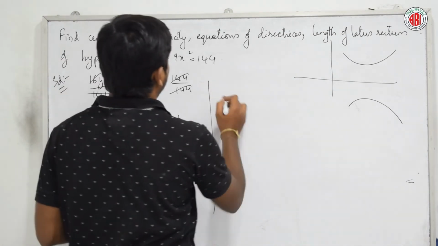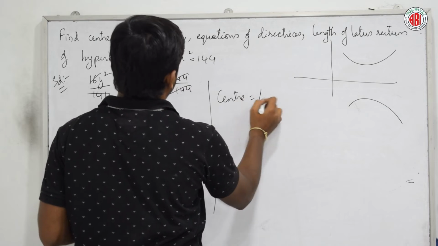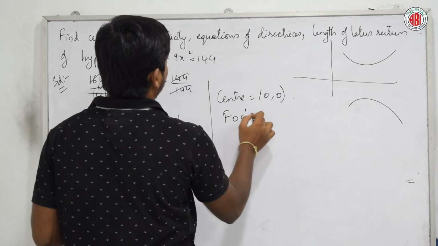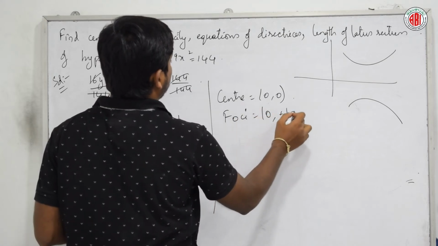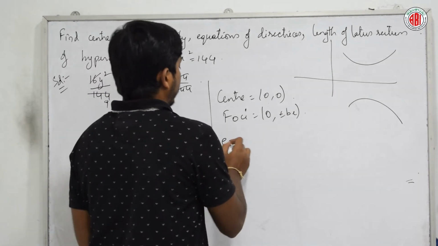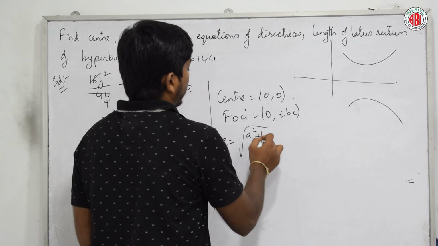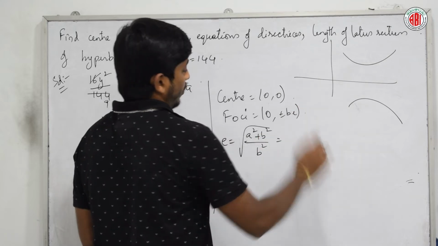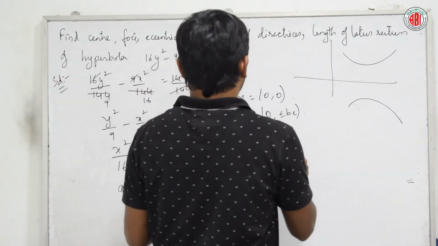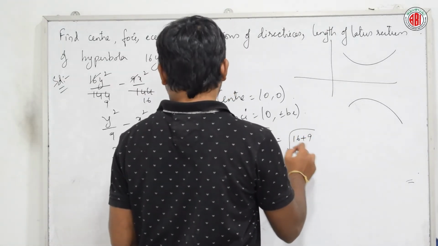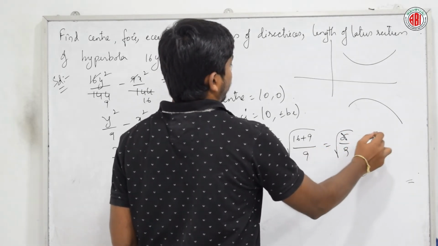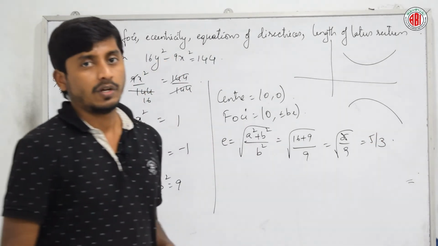Now just tell me what is the center. The center is obviously (0, 0). You need not tell that also. Next, the foci are (0, plus or minus b). So we need the eccentricity. Eccentricity is the square root of (a square plus b square) by b square. Just substitute in that. What is a square? 16 plus 9 by 9, that is 25 by 9, under root, that is 5 by 3. Okay, we got the eccentricity.